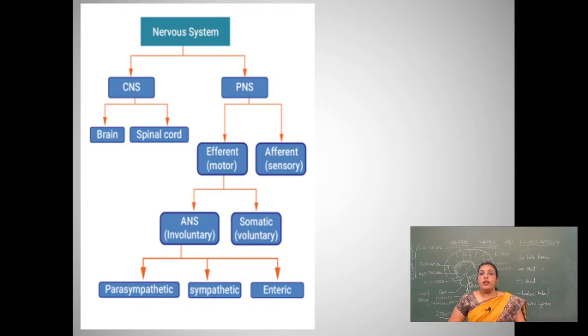Next, efferent again has two types, autonomous and somatic. Autonomous mainly controls involuntary functions of an organ, whereas the somatic nervous system controls voluntary functions. Again, autonomous is divided into sympathetic and parasympathetic. Sympathetic is mainly responsible for increasing functions of organs when the demand increases. After that, the function will be brought back to its normal state by parasympathetic.